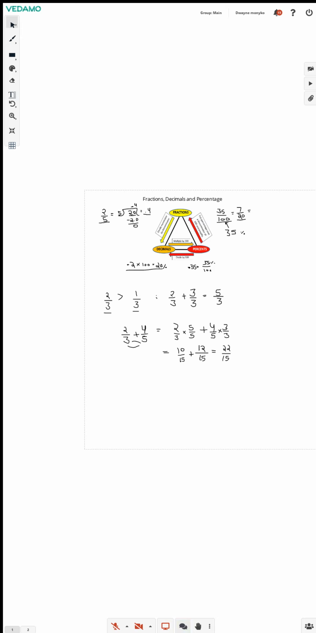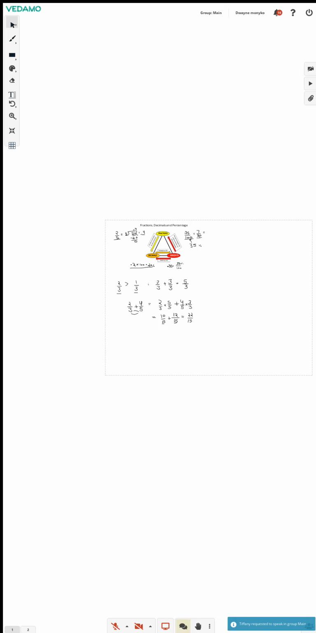Why did we do it easily? Because now the denominators are equal. Yes, Miss Tiffany, go on, please. Why did you do the 3 times 3 over 3?